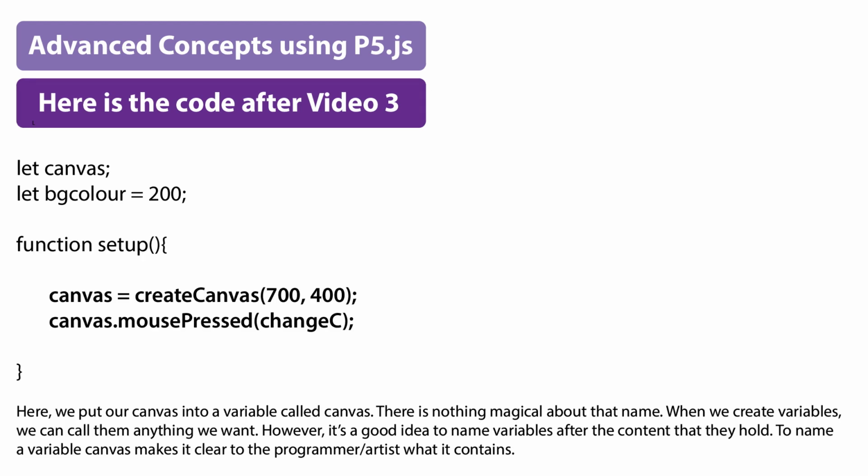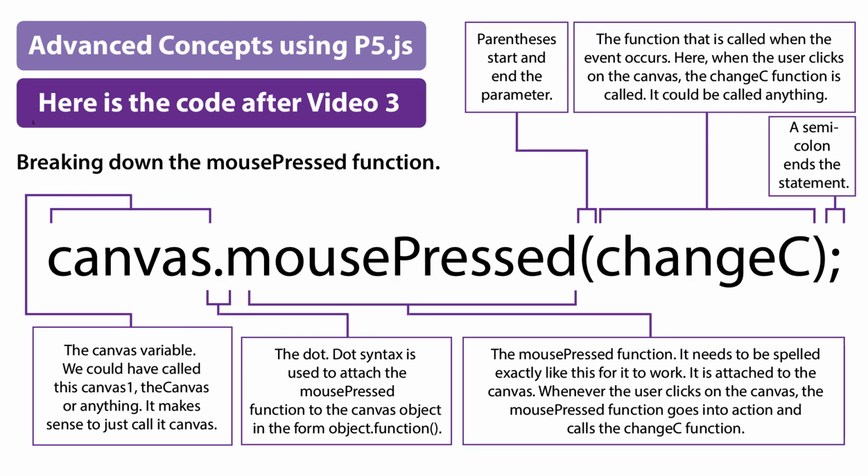So here we see that where we created the canvas, we put it into the canvas variable, and then we put the mouse pressed function on the canvas. And when the user presses the canvas, it calls the change C function. And here is a breakdown of the mouse press function. First, we have the variable that we put it on. We use the dot syntax to attach the mouse press function to the canvas. When the user presses the canvas, it calls the change C function.